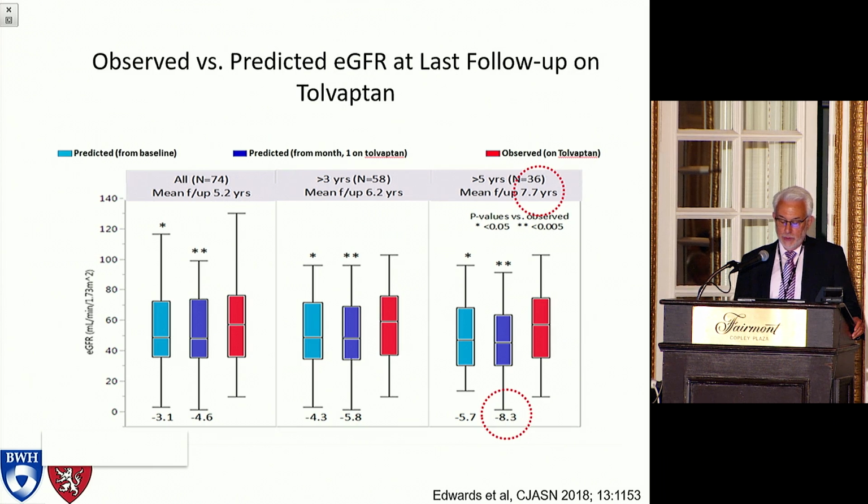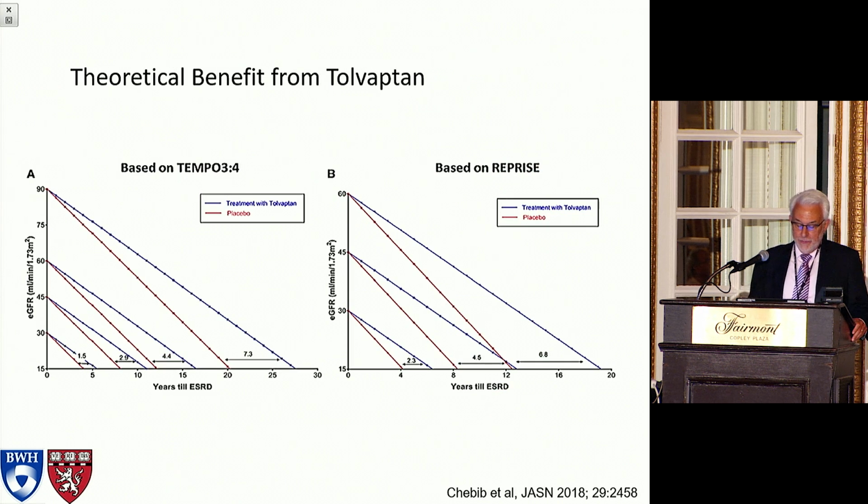In addition, if we look at those individuals who were treated for more than 5 years, there were 36 of them, mean follow-up of 7.7 years. The observed GFR, shown here in the red, is much better by 8.3 mLs per minute than the predicted GFR based on the Mayo imaging classification. So a sustained long-term benefit.